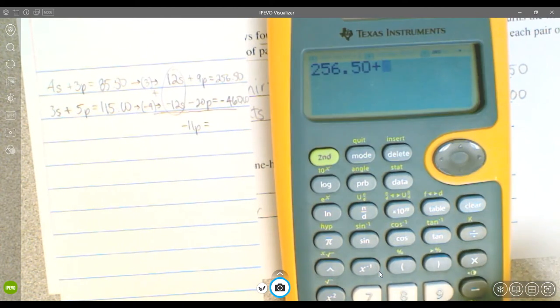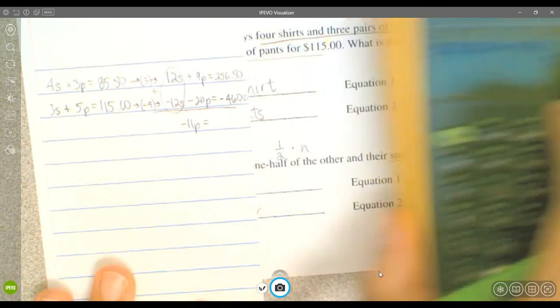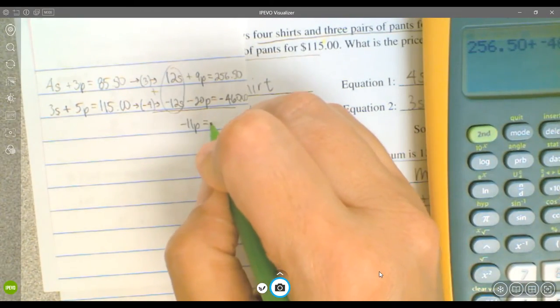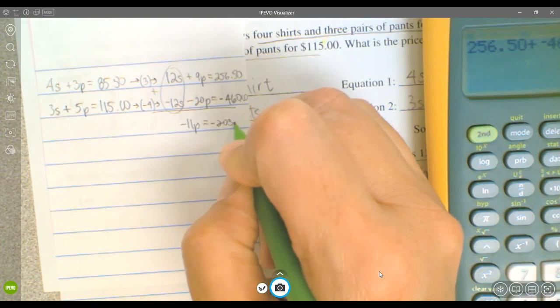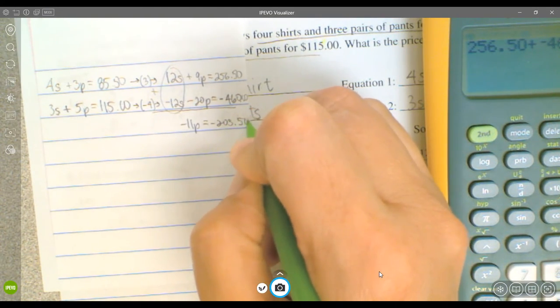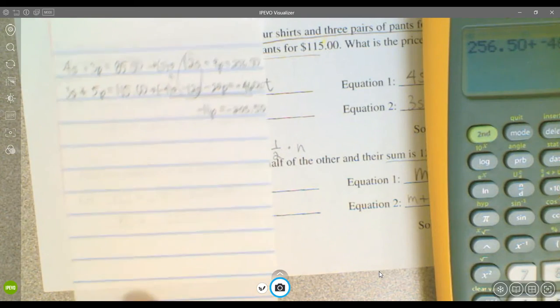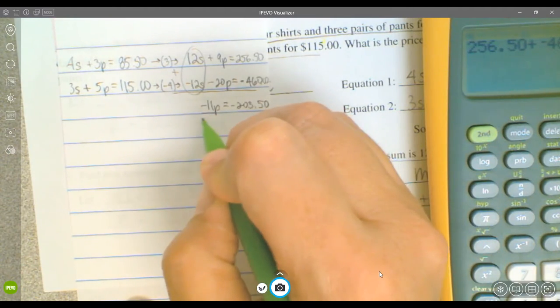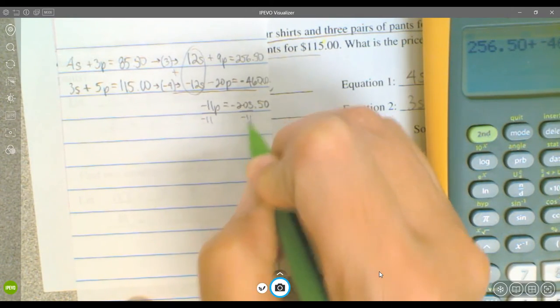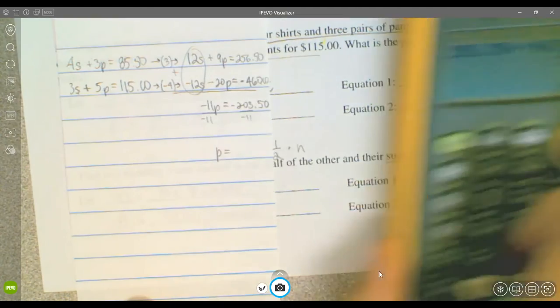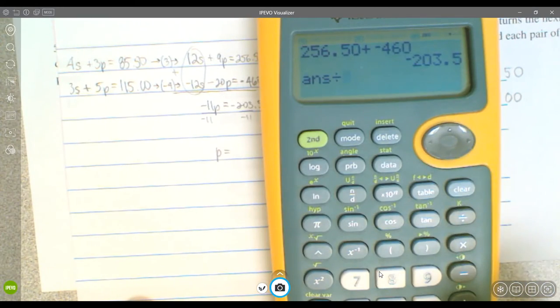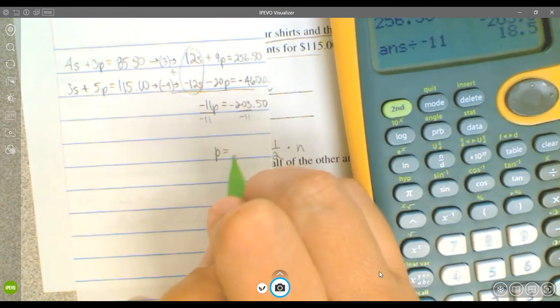256.50 plus negative 460. I mean, the way I was going to do it is the same, but let's just keep everything accurate or consistent. Negative $203.50. Now let's divide by negative 11. Please give me a nice, pretty answer. When I divide by 11, I get negative 18.5.